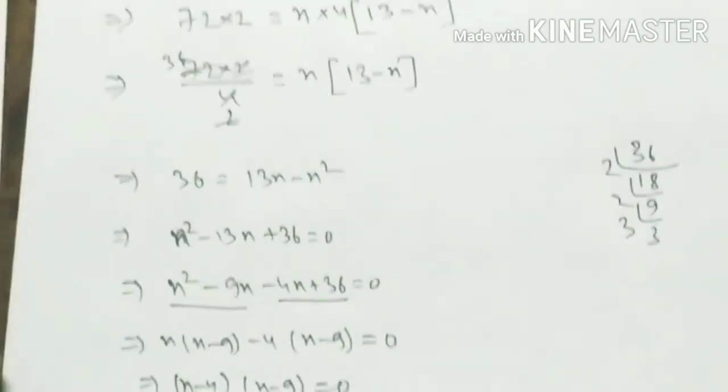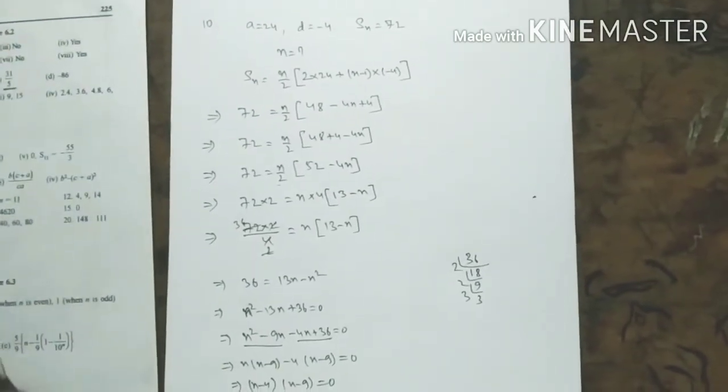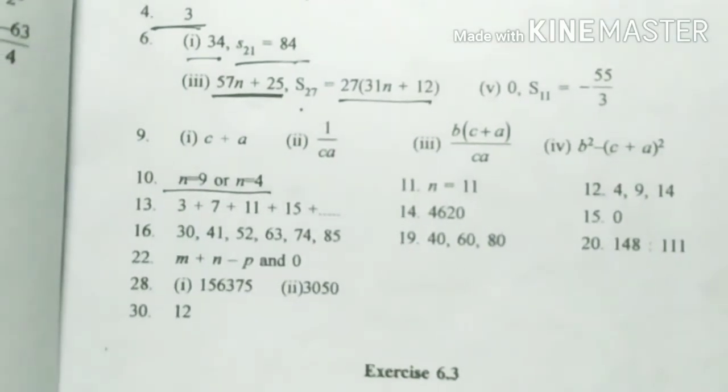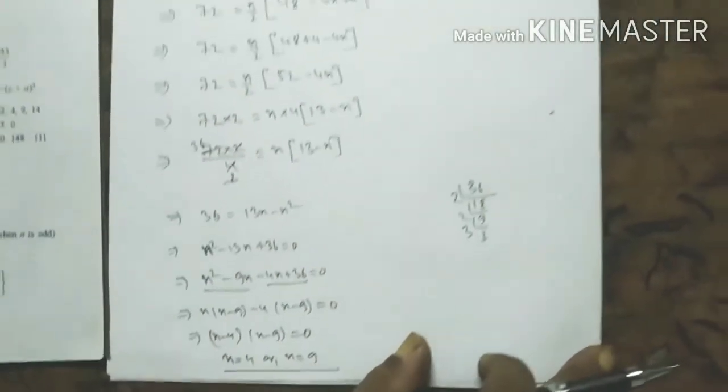Now let me check the answer. Here in question 10, n is equal to 9 or n is equal to 4.